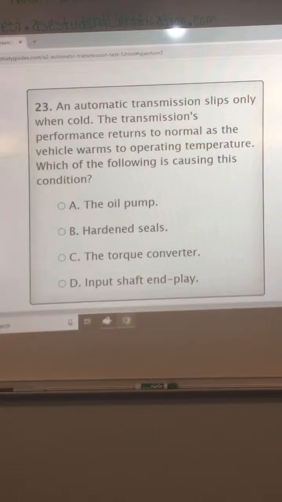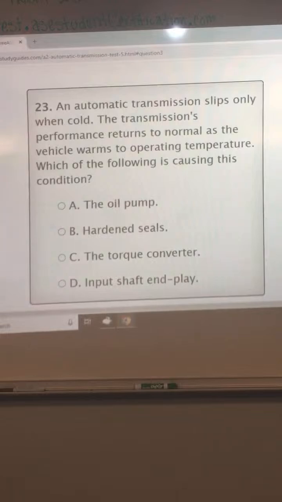Okay, we got an automatic transmission that slips only when it's cold. Transmission performance returns to normal as the vehicle warms to operating temperature. Which of the following is the cause? Hardened seals, oil pump, input shaft end play. I think it's D. Context clues. Yeah, I think it's D too.